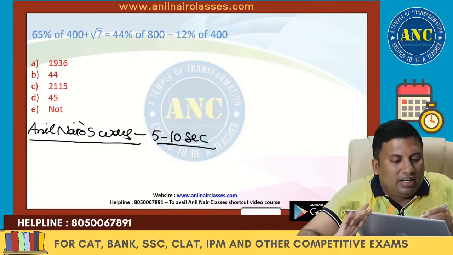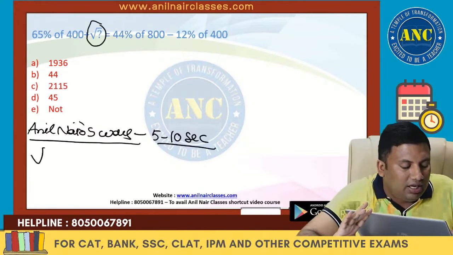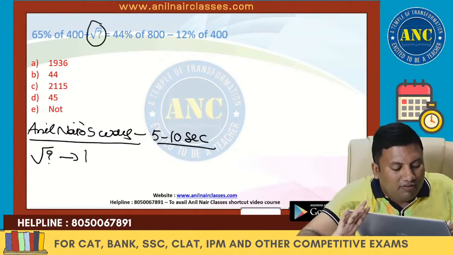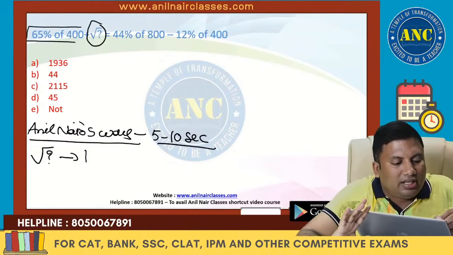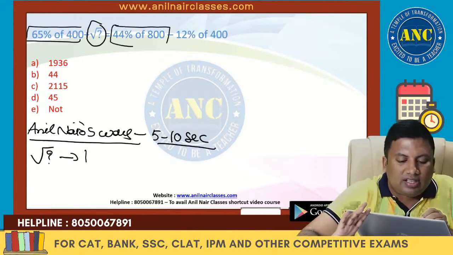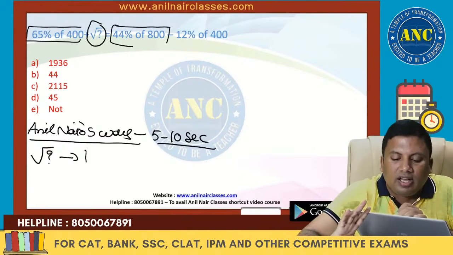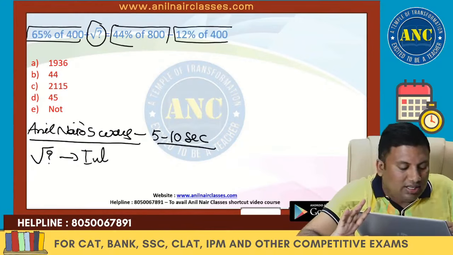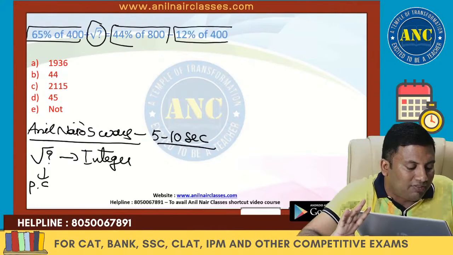Right? What I did is, it is root of any number. Now see here. Root of any number. This is an integer. 100, two zeros cancel. That means this should result in an integer. For it to result in an integer, this should be a perfect square.